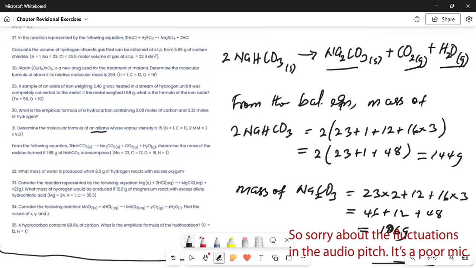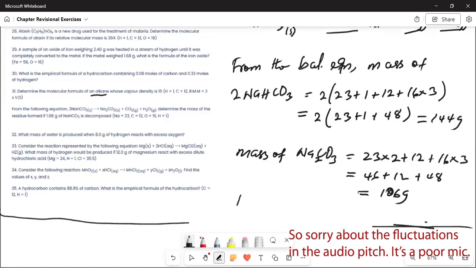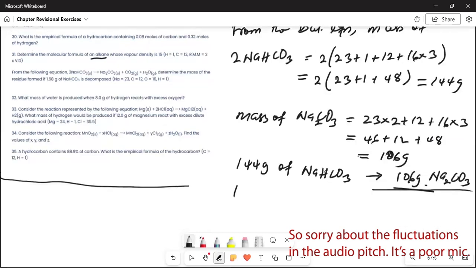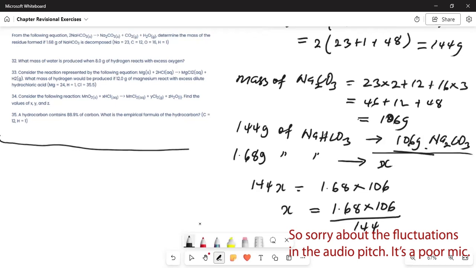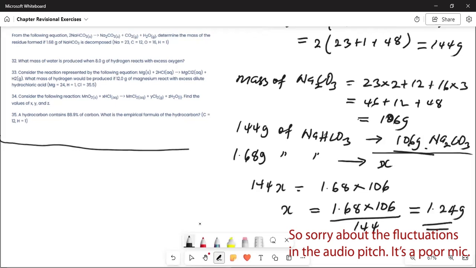But the question says, where is it? Determine the mass of residue formed if 1.68 grams of sodium hydrogen carbonate is decomposed. So these values we have here are from this balanced equation. According to the balanced equation, 144 grams of sodium hydrogen carbonate gives 106 grams of sodium carbonate. Then what would 1.68 gram give? 1.68 gram of sodium hydrogen carbonate will give X. Now, by proportion, we cross multiply this. X times 144 is 144x, and 1.68 times 106. So X equals 1.68 times 106 divided by 144, which is 1.24 gram. So the mass of residue formed is 1.24 gram.